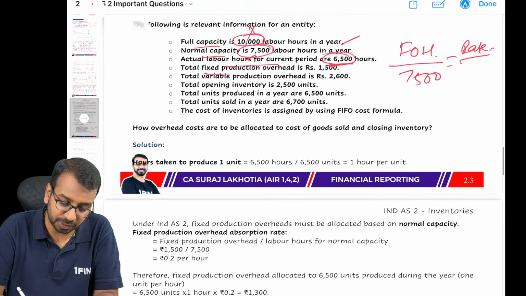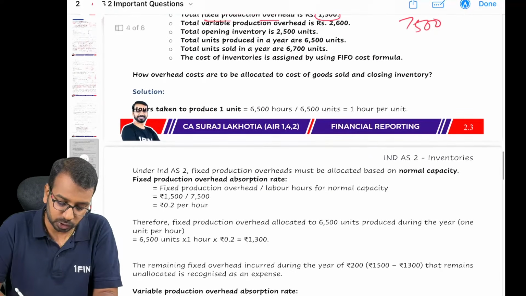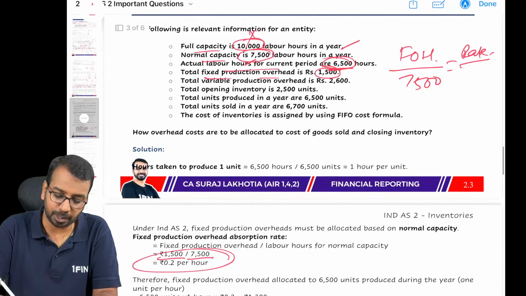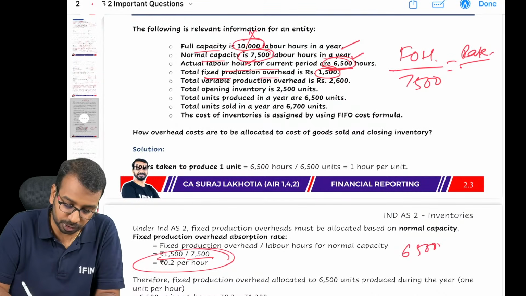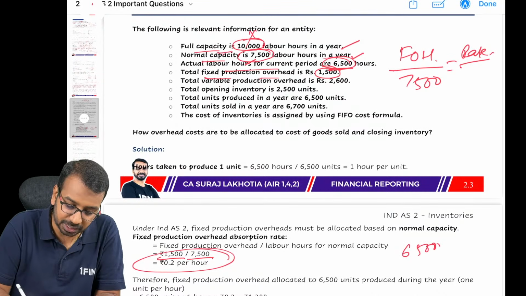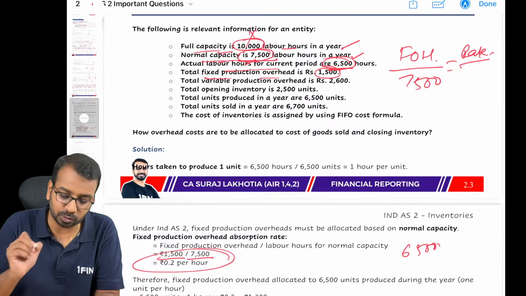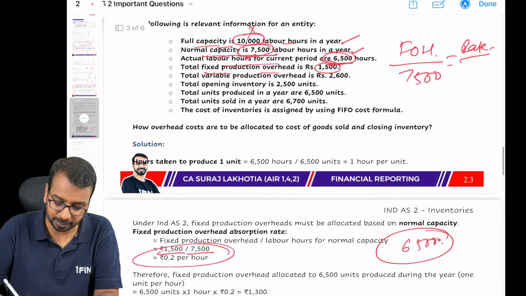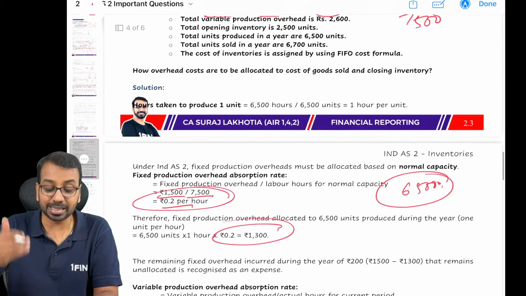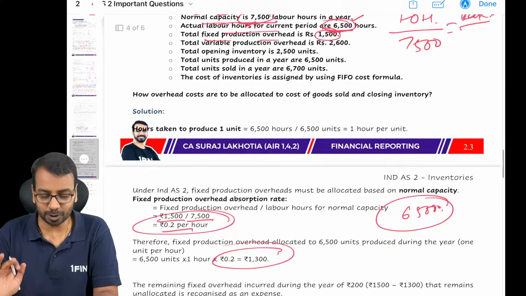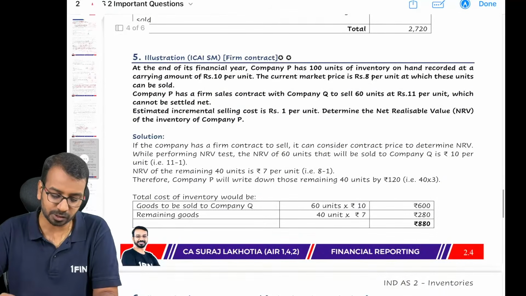So here fixed production overhead is 1500. So 1500 divided by 7,500 is 0.2 per hour. How many hours have been worked? 6,500. And please note here, the capacity is 10,000 labor hours, normal capacity is 7,500. So for 6,500 into 0.2, 1,300 will be added to inventory. What about the balance? Balance will be expensed off. So that is one thing you have to keep in mind in this question.